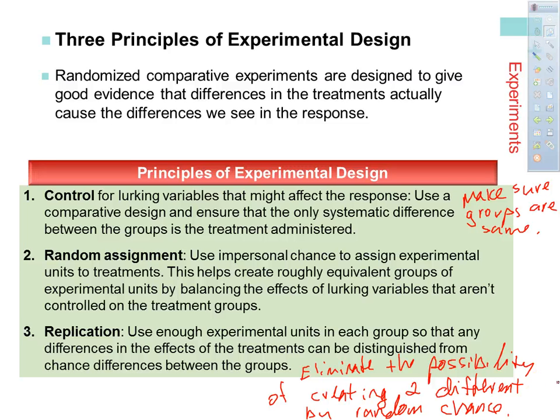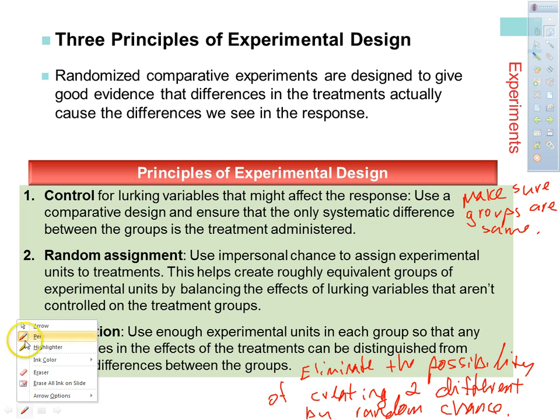I don't want to use two subjects and randomly assign one to eat dinner with your family and the other one to not, because two people, they're probably going to be different in some way. But if I use 100, then when I split up 50-50, there's a really good chance that the two groups are going to be basically the same. Okay, that's the idea behind replication.